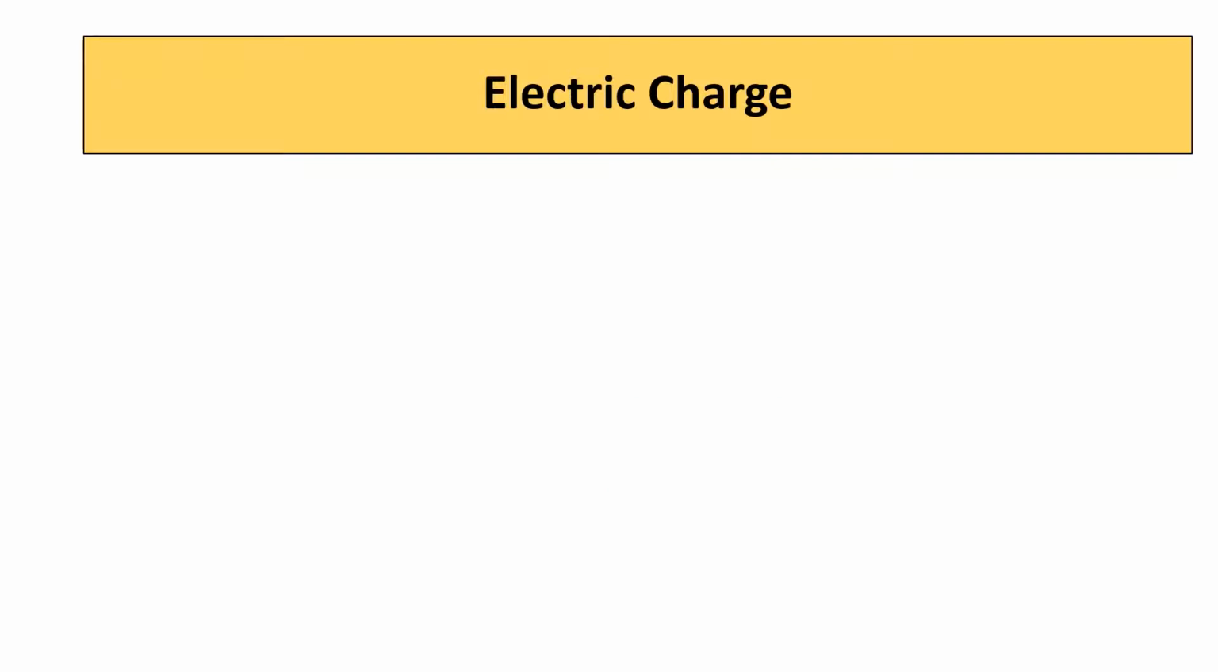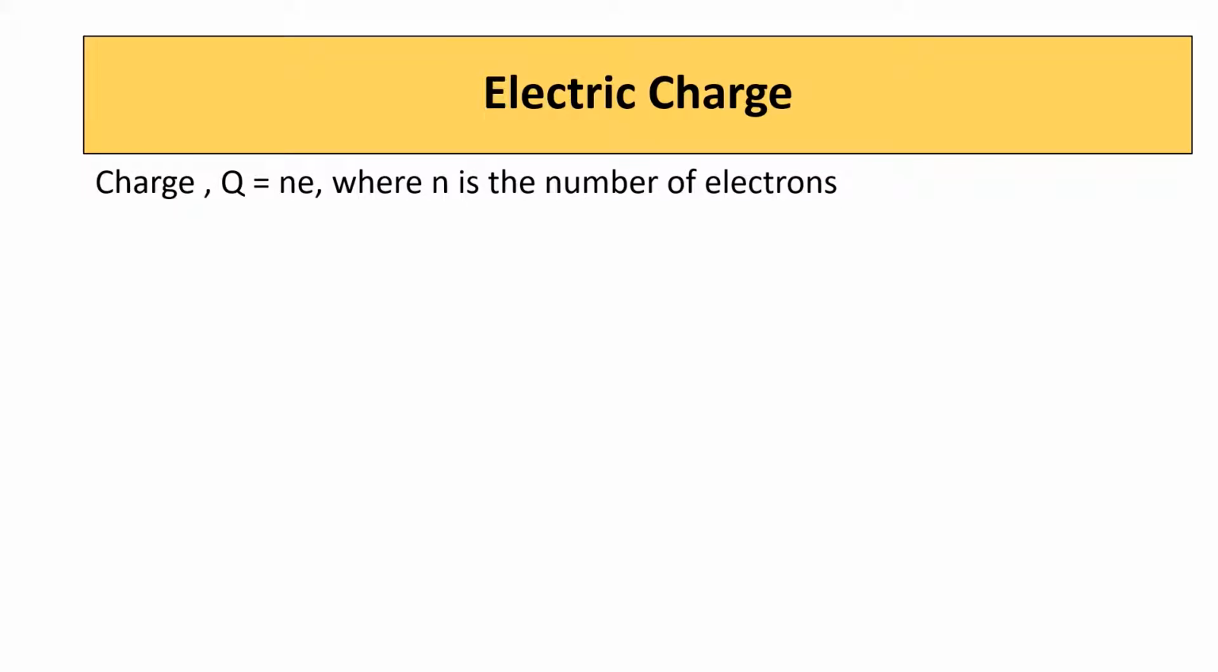What is electric charge? Electric charge is Q. Q is equal to Ne, where N is the number of electrons and e is the charge of an electron. This electric charge is measured in coulombs, represented by capital C. The charge of an electron is 1.6 into 10 raised to minus 19 coulomb.